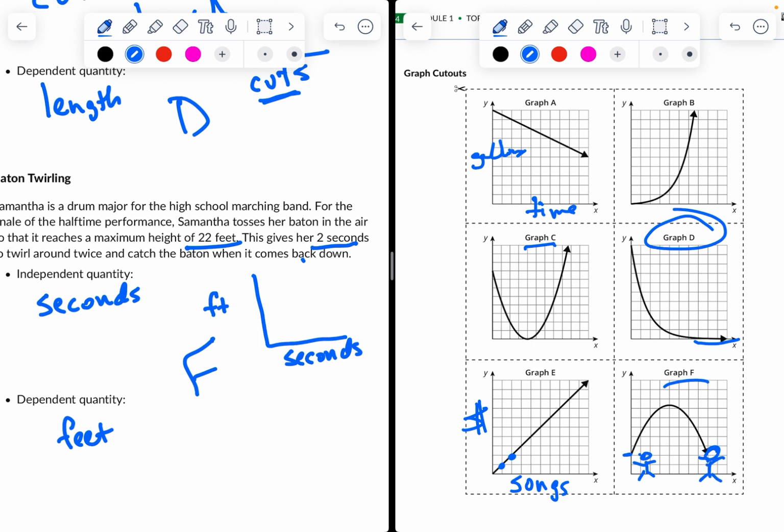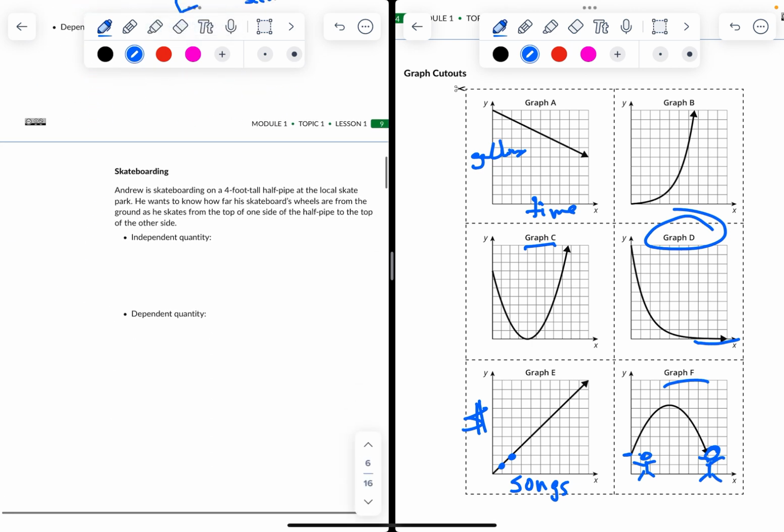Okay, so that's graph F, which must mean I bet this last one is going to be graph C. We're going to go out on a limb and say that. We've got our skateboarder. He is on a 4-foot tall half pipe. He's going to skate down it, and then he wants to know how long it takes to get him back up. So you can kind of see this down and up motion going on here.